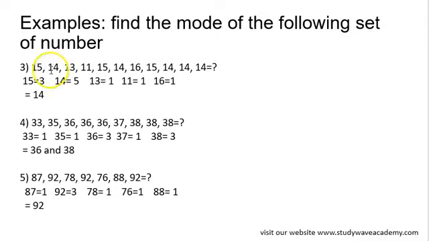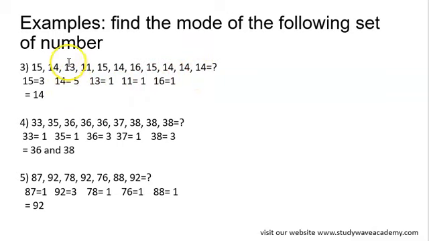Okay, so we write out our first number, 15, and count out how many times 15 appeared here. Let's count. 1, 2, 3. So 15 appeared how many times? 3 times. Then we'll move to the next number. We count out how many times 14 appeared. We write out 14 and count. 1, 2, 3, 4, 5. So 14 appeared 5 times.